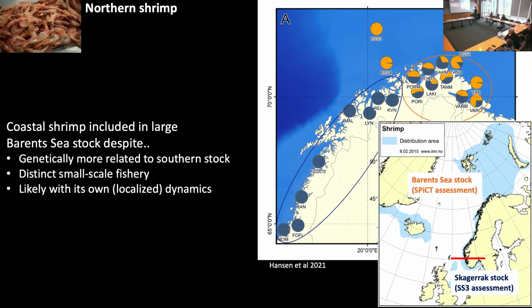And of course, that illustrates that setting up a solution just like long lining into the Barents Sea stock essentially neglects that this is a genetically distinct stock and also the fisheries, because you have on one side a small scale coastal fishery. The Barents Sea is a large scale freezer trawl fishery that's offshore from the coast.